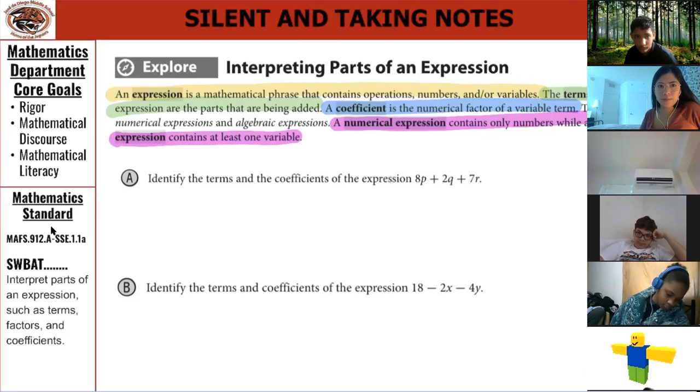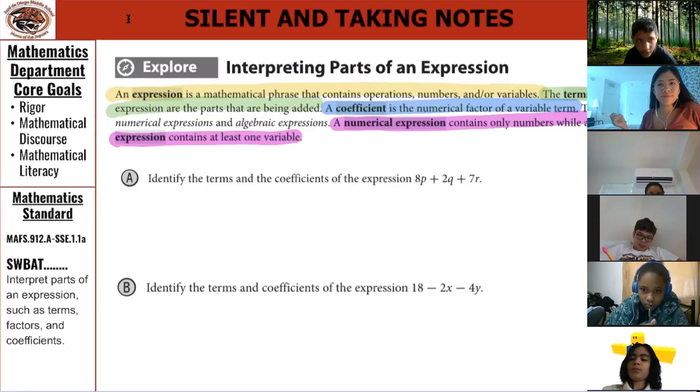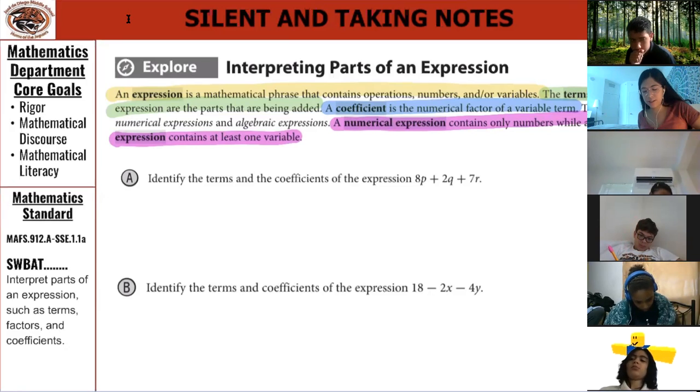An expression is a mathematical phrase that contains operation numbers and or variables. Awesome. So the most important thing to see here about an expression is that an expression does not have an equal sign. Does not have an equal sign, because if it has an equal sign, what is that called? Equation. An equation, exactly. So expressions are different from equations.